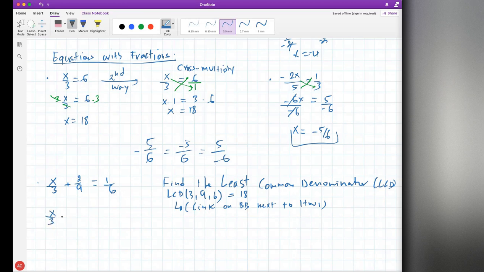So let me write the equation again. The first step is to find the least common denominator for all the fractions. If you have only 2, it's easier to cross multiply. If you have 3 or 4 or more, the second denominator is 9, not 4. No, this is 9. Oh, yeah. Okay, that's 9. That's why it is 18.